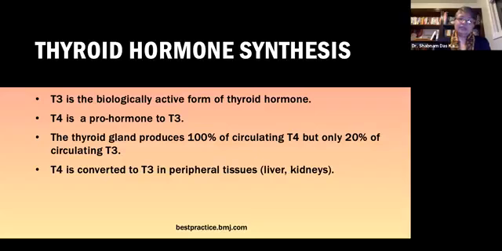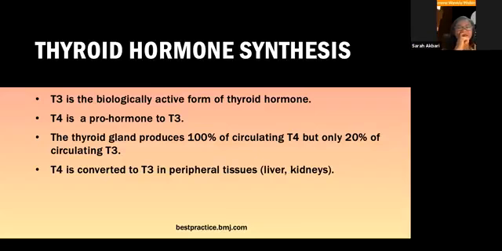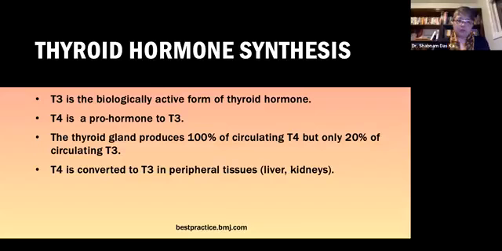That's all right. T3 is the biologically active form of thyroid hormone, and T4 is the pro-hormone to T3. So basically, T4 has to be converted to T3 because T3 is the active form of the thyroid hormone. Now there is T1, T2, but we don't exactly know what those really do in the body.